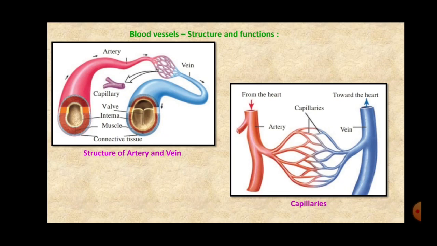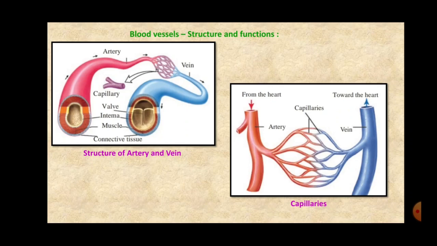The second important difference between the arteries and veins is that arteries do not have valves, because the heart pumps the blood with pressure, and these arteries carry this blood to the different parts of the body. But veins have to bring back the blood from the different parts of the body towards the heart. So there are chances of backward flow of the blood. Thus, they have valves at regular intervals so that the blood cannot flow in the backward direction.